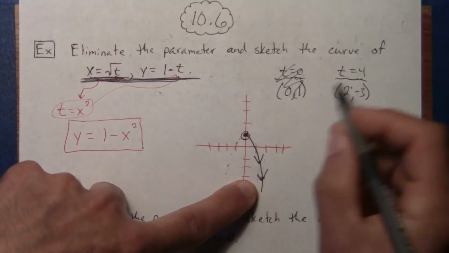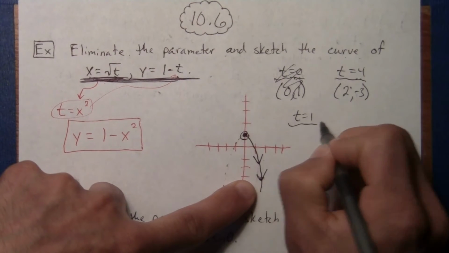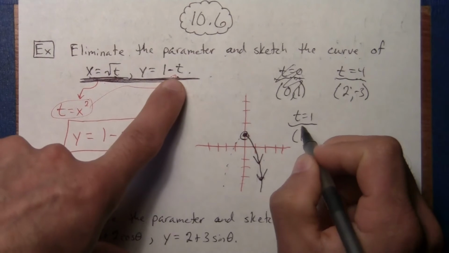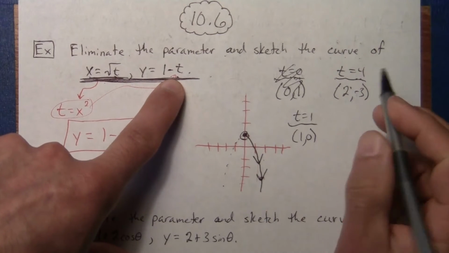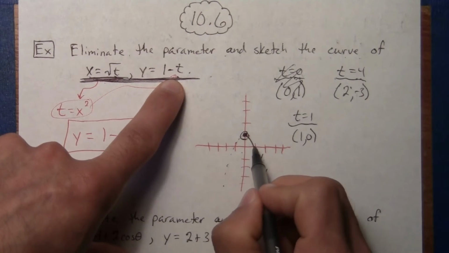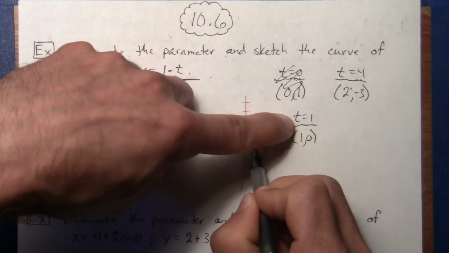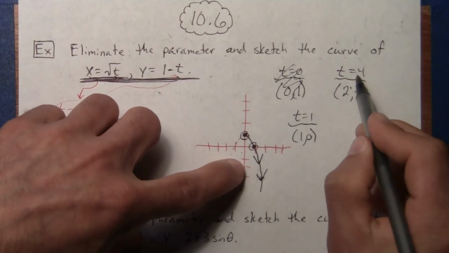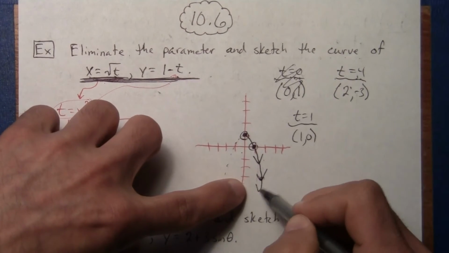Now I didn't have to pick 0, let's say I actually picked 1 instead. Had I picked 1, my x value would have been 1, my y value would have been 0. So (1, 0) is right here because this is the smaller t amount. That means I would be starting at that point, and I would go to that point, and I'm still going that direction.